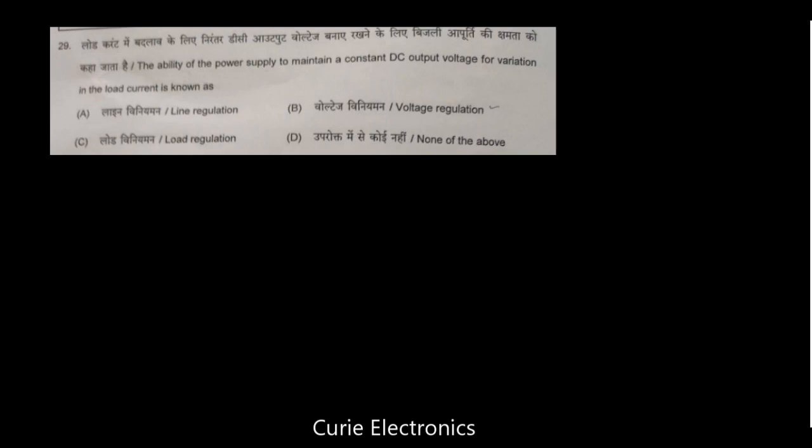Question number 29. The ability of the power supply to maintain constant DC output voltage for variation in the load current is known as. See what happens when we connect a power supply to a load. With change in load, the output DC voltage should remain constant. That is known as load regulation. Line regulation means when the input voltage to the power supply changes, it should take care of the output. Voltage regulation means it can be load regulation or line regulation. In this case, it is particularly for the load variation. So it is load regulation.